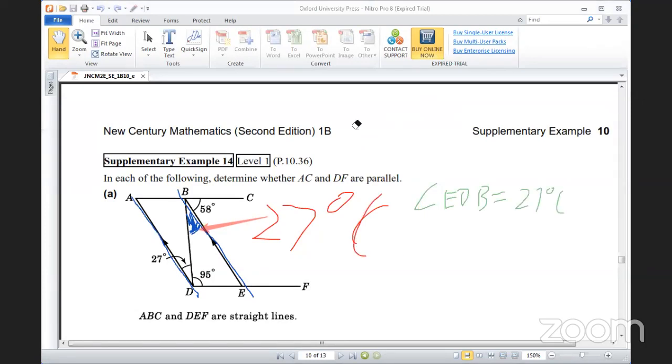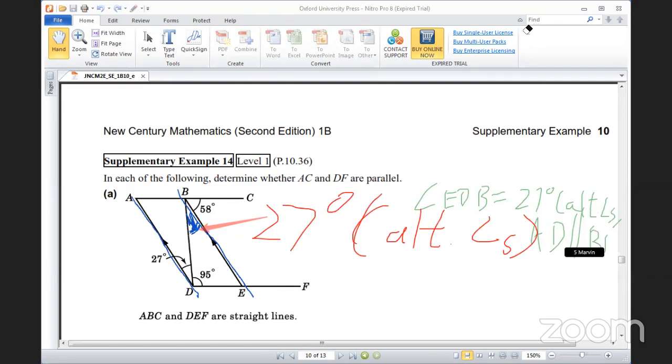Okay, you try first. Yes, alternate angles, but you need to write referring to which pairs of parallel lines. Jason is coming. I think all of you are here already except Giselle. And then after finding this one, can you check whether AC and DF are parallel?